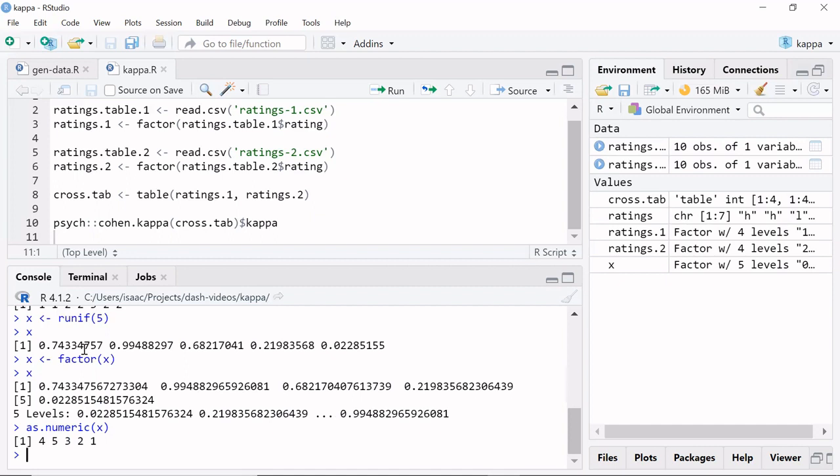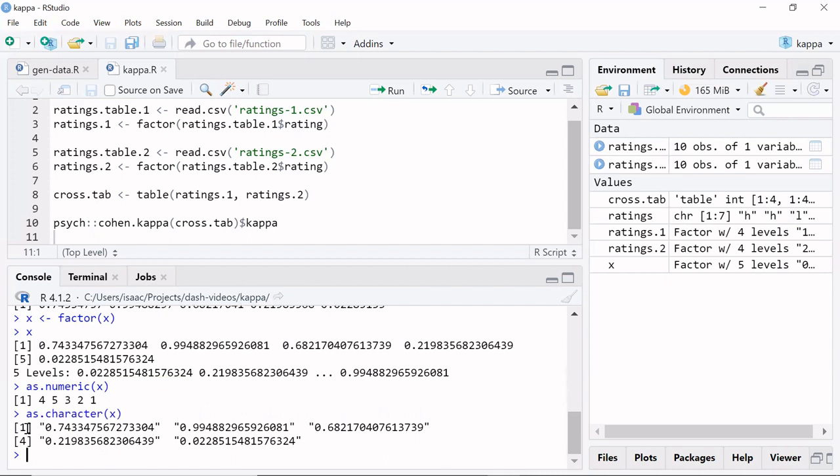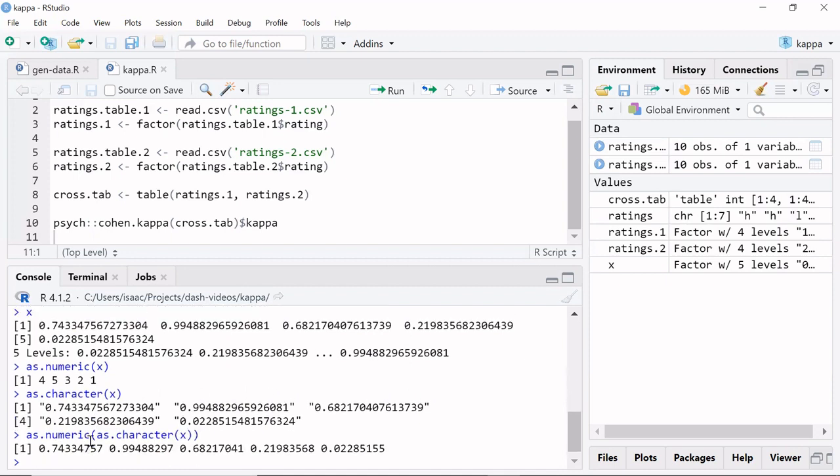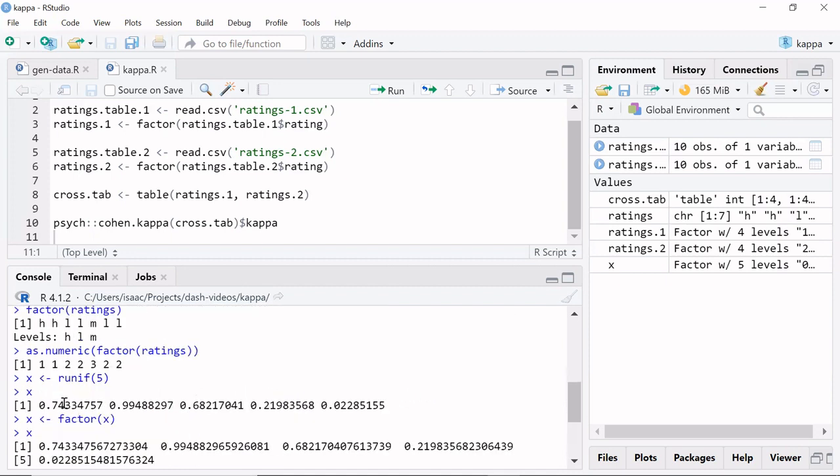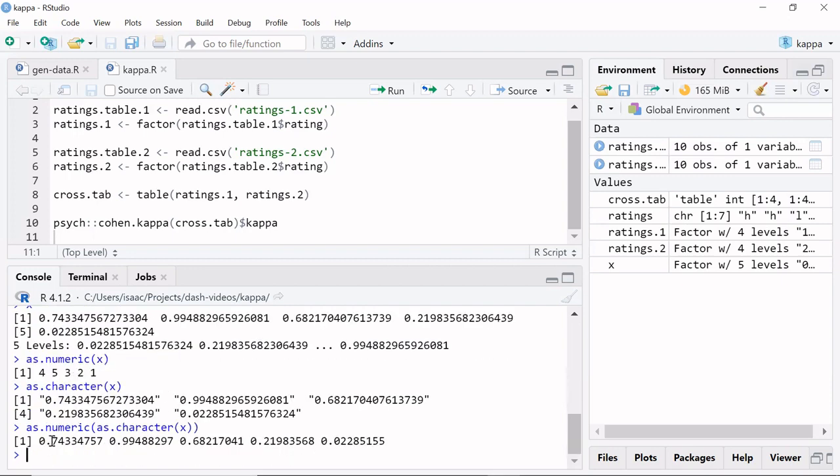The way to convert from a factor to a number, rather than directly using the as.numeric function, is to first convert our numerical data to character data and then convert these character data to numerical data. And now we can see we've recovered the numerical data in x. So let's try this as.numeric function on our rating data and see what we get.